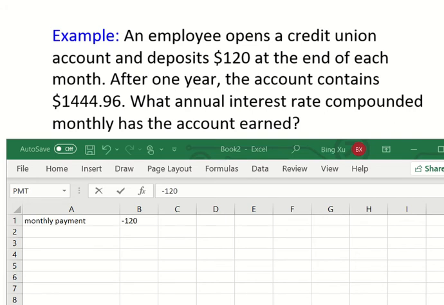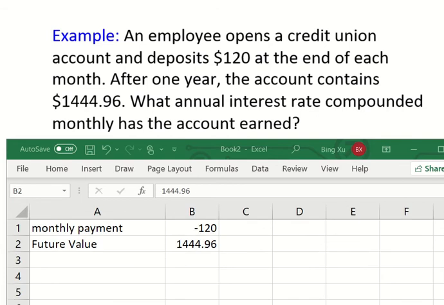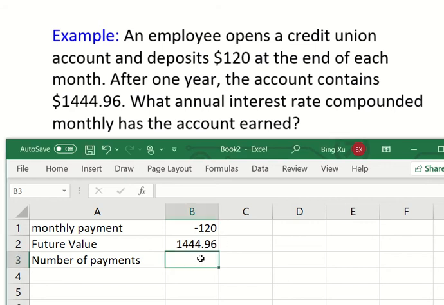Monthly payment is -120. The future value is $1,444.96. Number of payments, so since it's after 1 year and it's paid monthly, it will be 12.